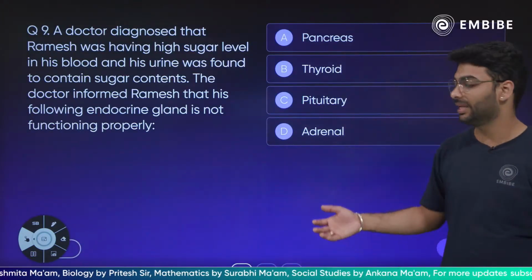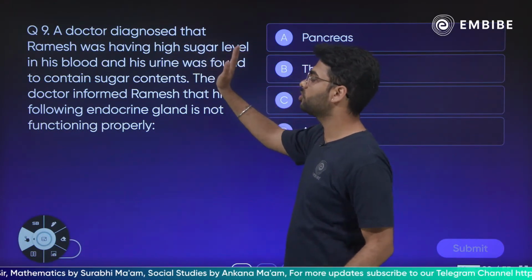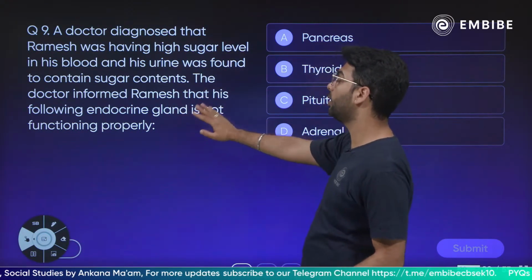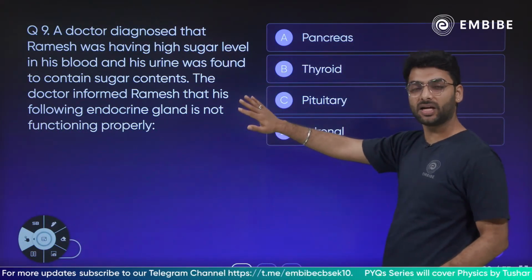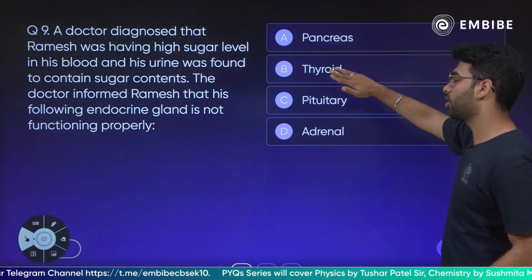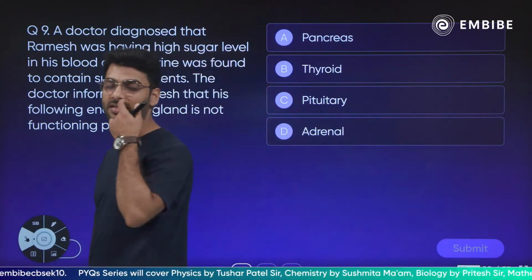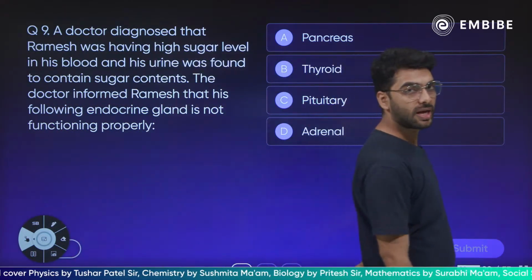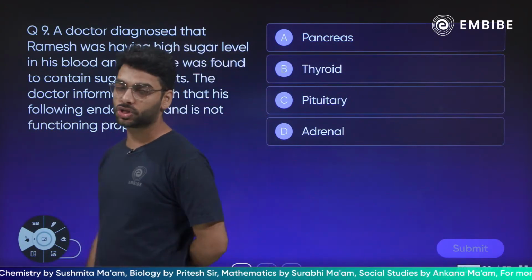It's question number 9. A doctor diagnosed that Ramesh was having a high sugar level in his blood. His urine was found to contain sugar. The doctor informed Ramesh that his following endocrine gland is not functioning properly. तो जब शुगर है, डायबिटीज है, तो कौन सा एंडोक्राइन ग्लैंड ठीक से काम नहीं कर रहा है? Pancreas, thyroid gland, pituitary gland or adrenal gland? Which gland is not working? Rupanjana has given the answer, Amrita has given the answer, Madhvi has given the answer. What about others? Rudra has given, Arathi, Manvi, Jimin, Nagu, Santosh.